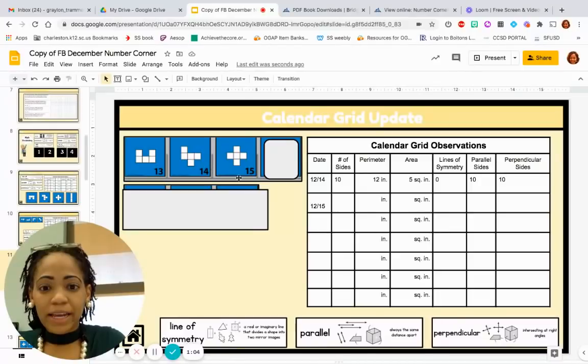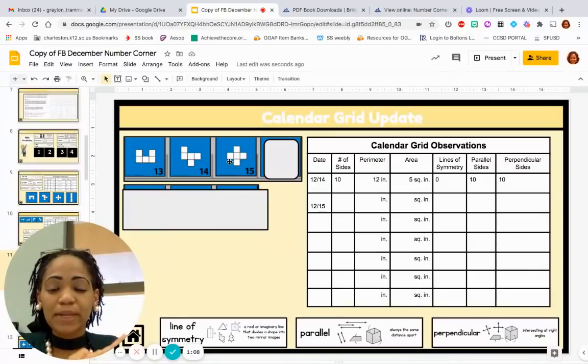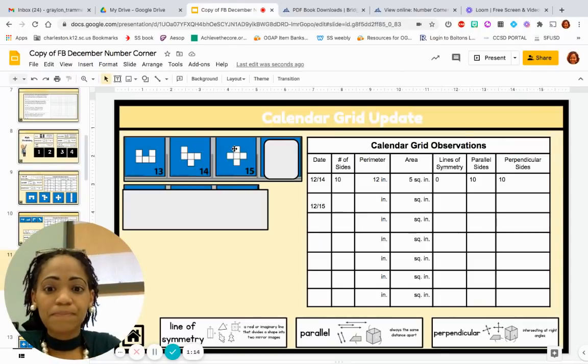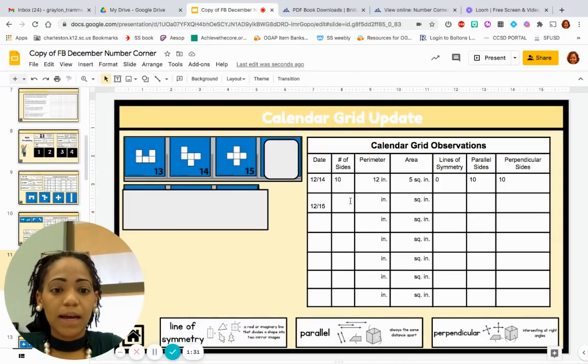And I have right here, you'll see today's calendar marker because we're going to talk about that really quickly. And then we're going to talk about some of the strategies that we've been using for our calendar collector this month, okay? So today is the 15th. Let's figure out how many sides our shape has. 1, 2, 3, 4, 5, 6, 7, 8, 9, 10, 11, 12 sides. 12 sides. So I'll add that.